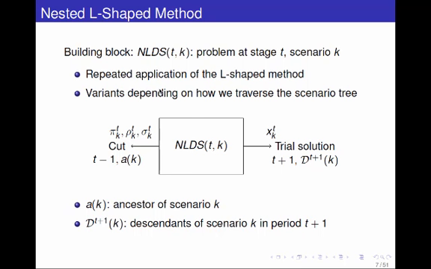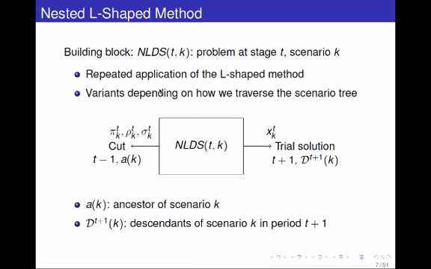Okay, so we know what the building block is. It's the problem we've been solving in two-stage stochastic programming in the L-shaped method. That's going to be what we're going to be solving over and over with different input. So I'm going to call that the NLDS, which stands for Nested L-Shaped Decomposition Subproblem. And I'm going to index it by a time period and a scenario.